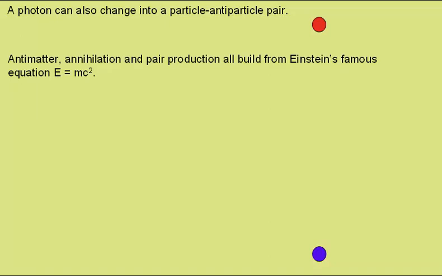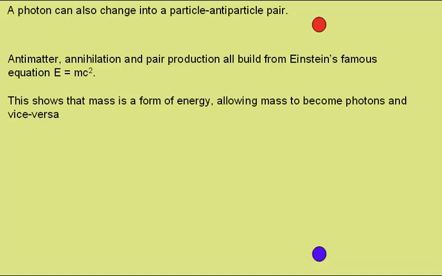Antimatter, annihilation between particles and antiparticles, and pair production all build from Einstein's famous equation E equals mc squared, although you're not expected to do calculations involving this equation. This shows that mass is a form of energy. The E is energy, the m is mass, c is just the speed of light in a vacuum. This means that mass can become photons and vice versa.